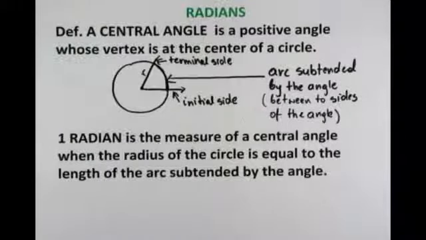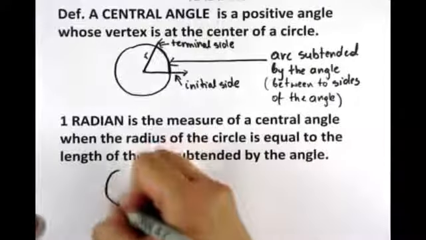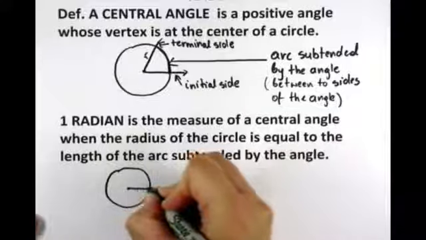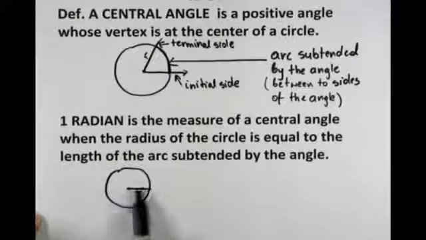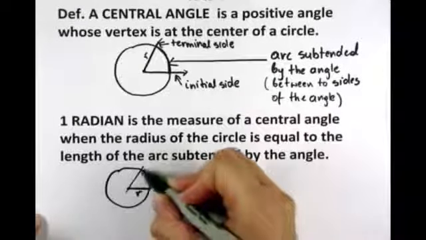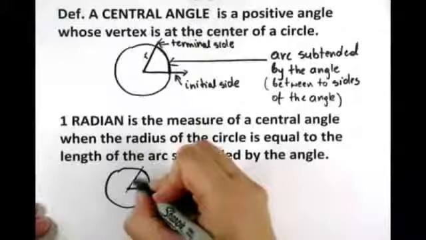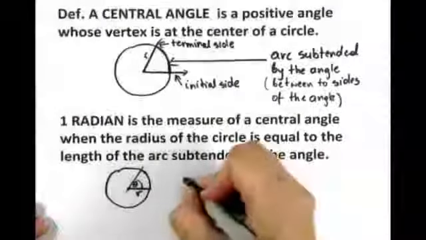Now we have the definition of one radian. One radian is the measure of a central angle when the radius of the circle is equal to the length of the arc subtended by the angle. So the situation: if I had the circle and this is my radius, now I cut this string and pull it nicely right here as far as it gets, so that I take the string and place it on the circumference. I place it on the circle, so as far as this one goes, this arc length is equal to the radius. I'm going to call this my theta. So theta radians.